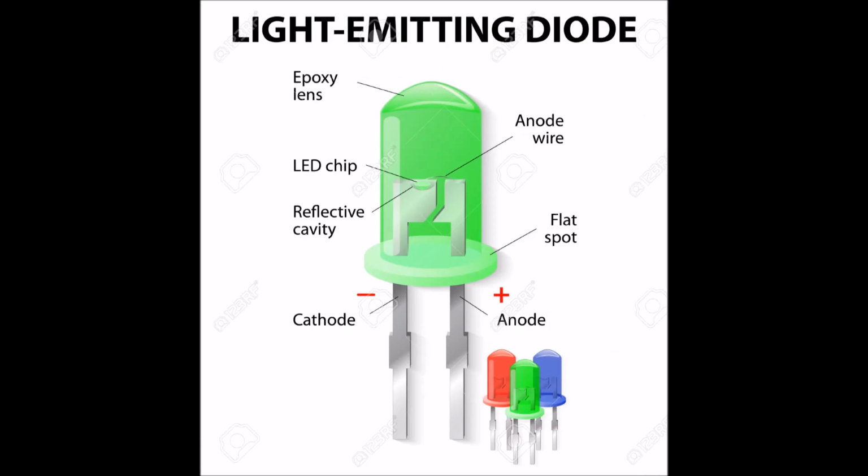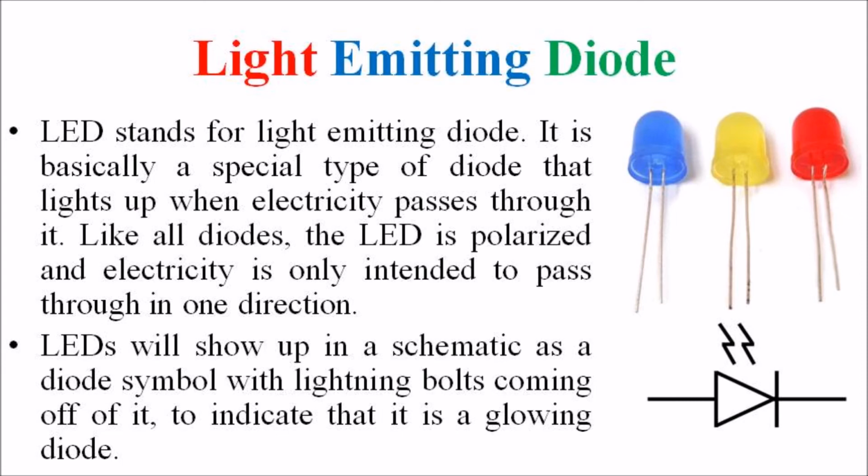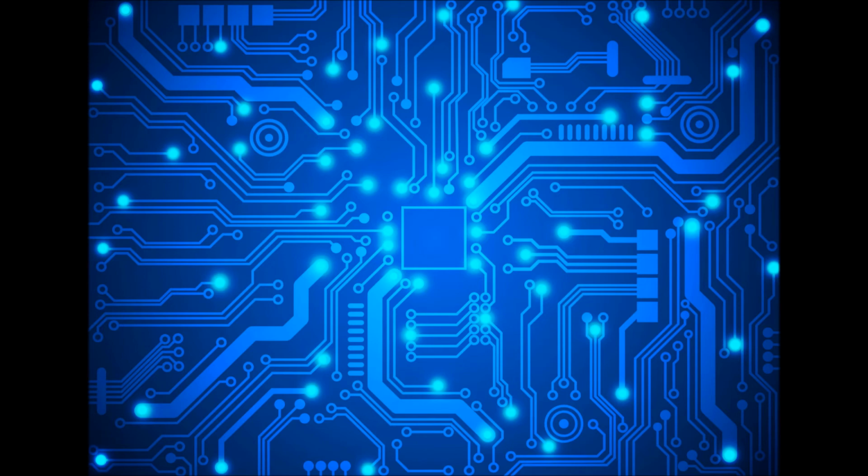And one of the important components in a digital environment is the LED, or light emitting diode. It is basically a special type of diode which lights up, or emits light, when electricity passes through it. Like all diodes, LEDs are polarized and electricity is only intended to pass in one direction. The working of the LED will be discussed in the upcoming lectures. So these are the basic components that we should know before discussing digital electronics.